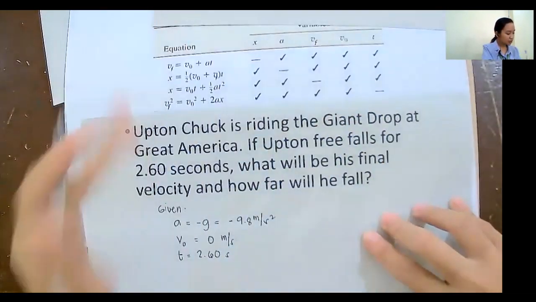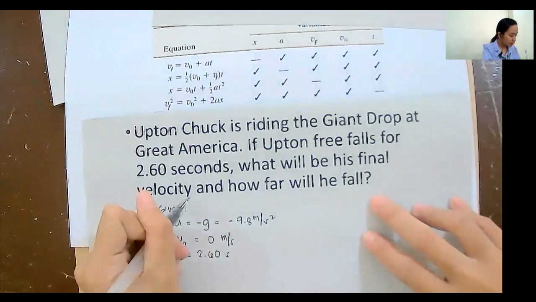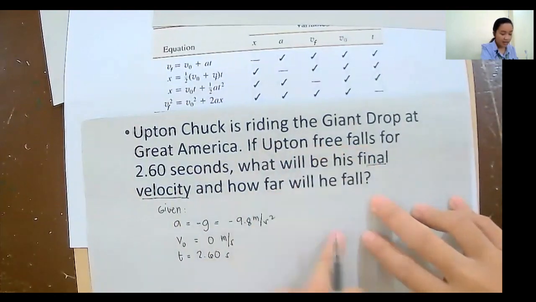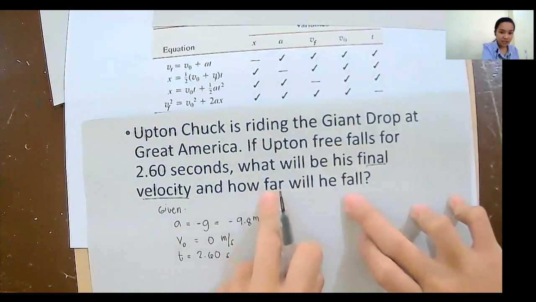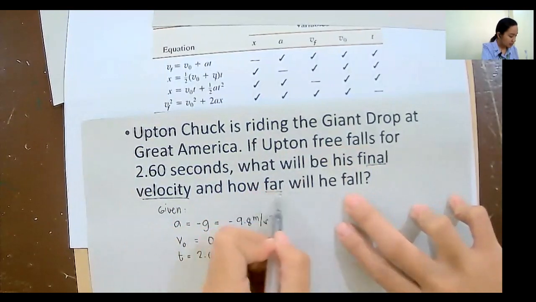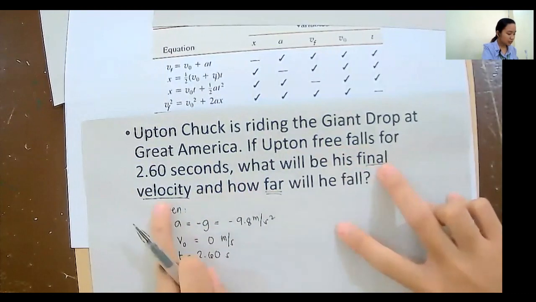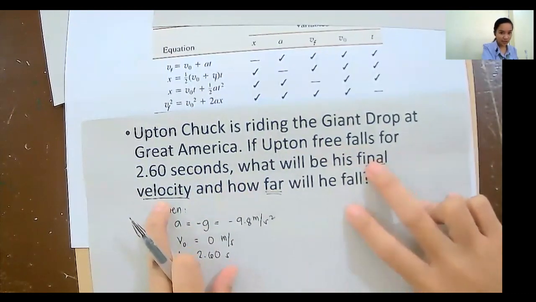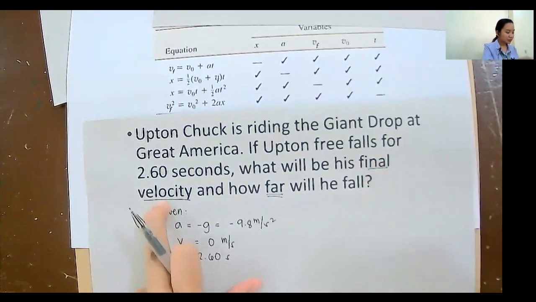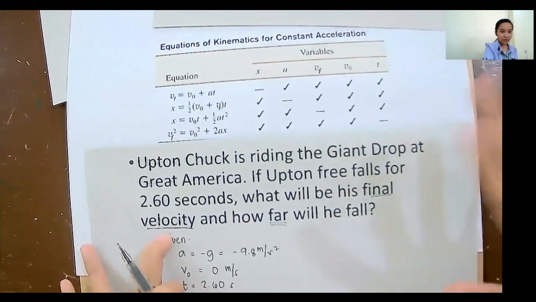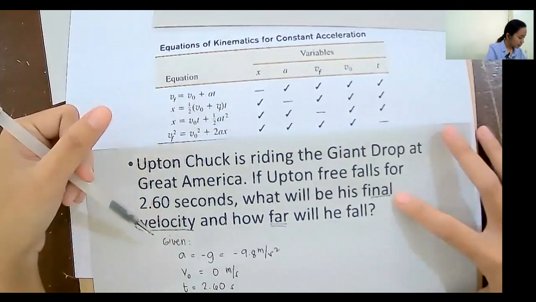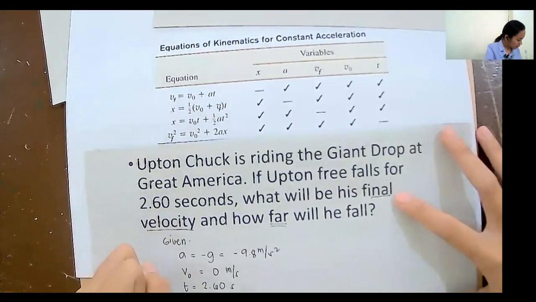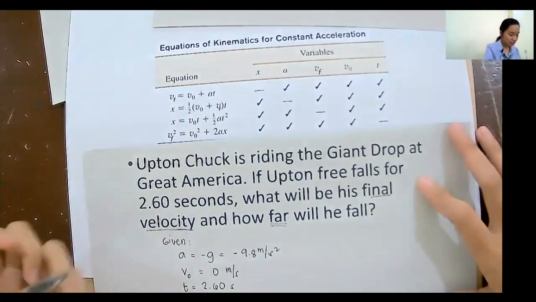So here, what we are looking for is your final velocity and then how far he will fall, or our distance. So first, we will solve for your final velocity. So what are we going to use among these four equations? We are looking for your final velocity. This is for the first question.